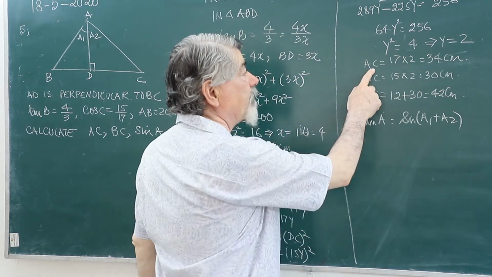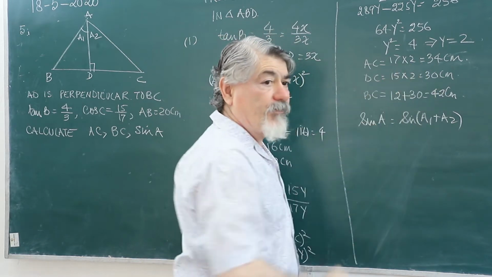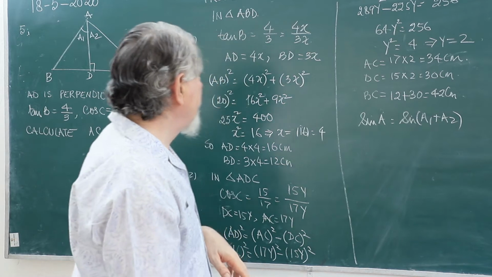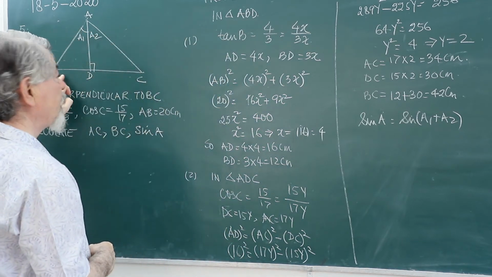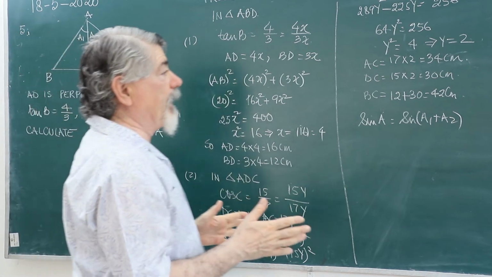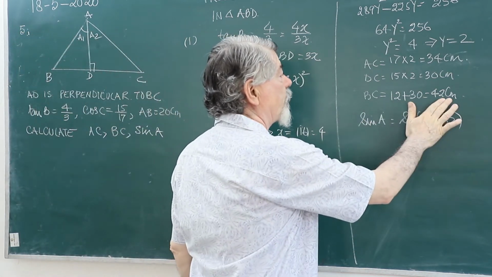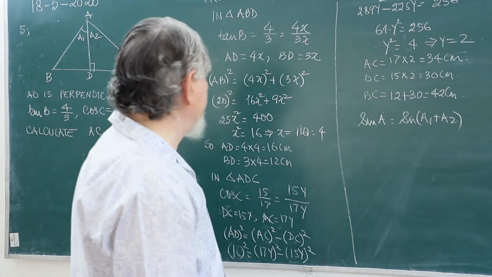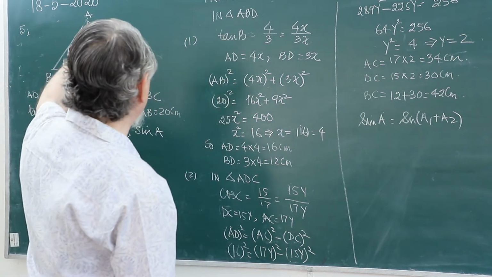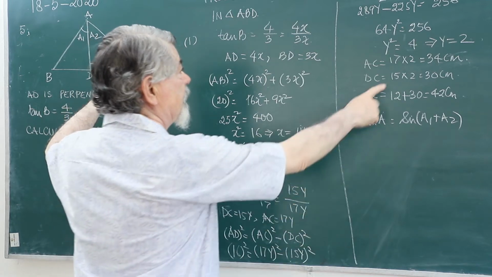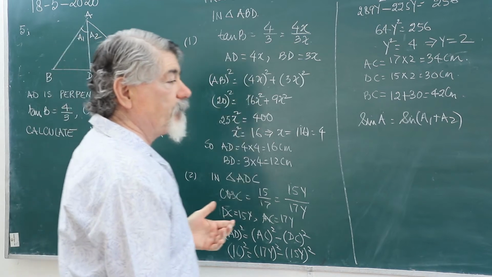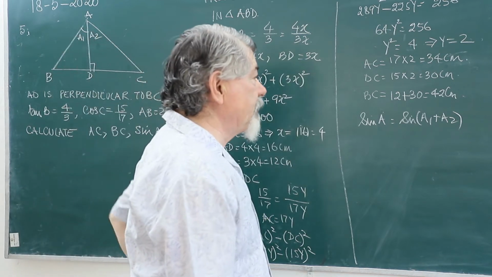From that I can get the value of AC as 34 centimeter. I'll get the value of DC as 30 centimeter. Once I've got DC, I already know BD was 12, this is 30. So he wanted BC, I got 42 centimeter. He wanted AC, we have got AC as 34 centimeter. We have got BC as 12 plus 30, which is 42 centimeter.